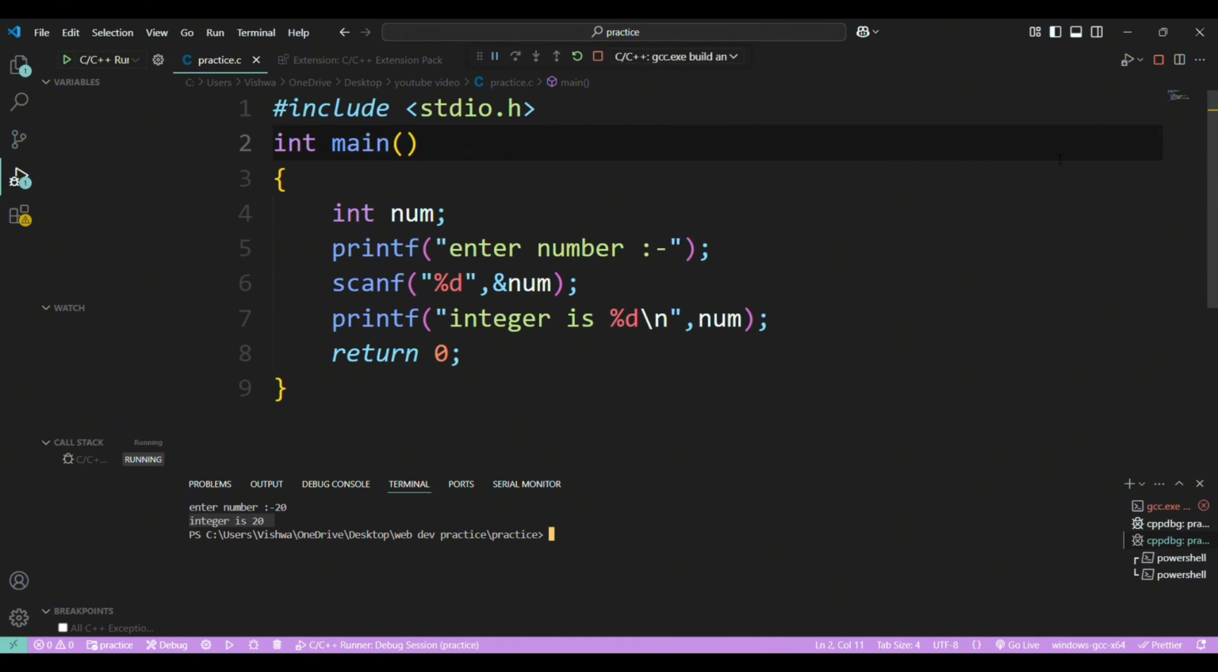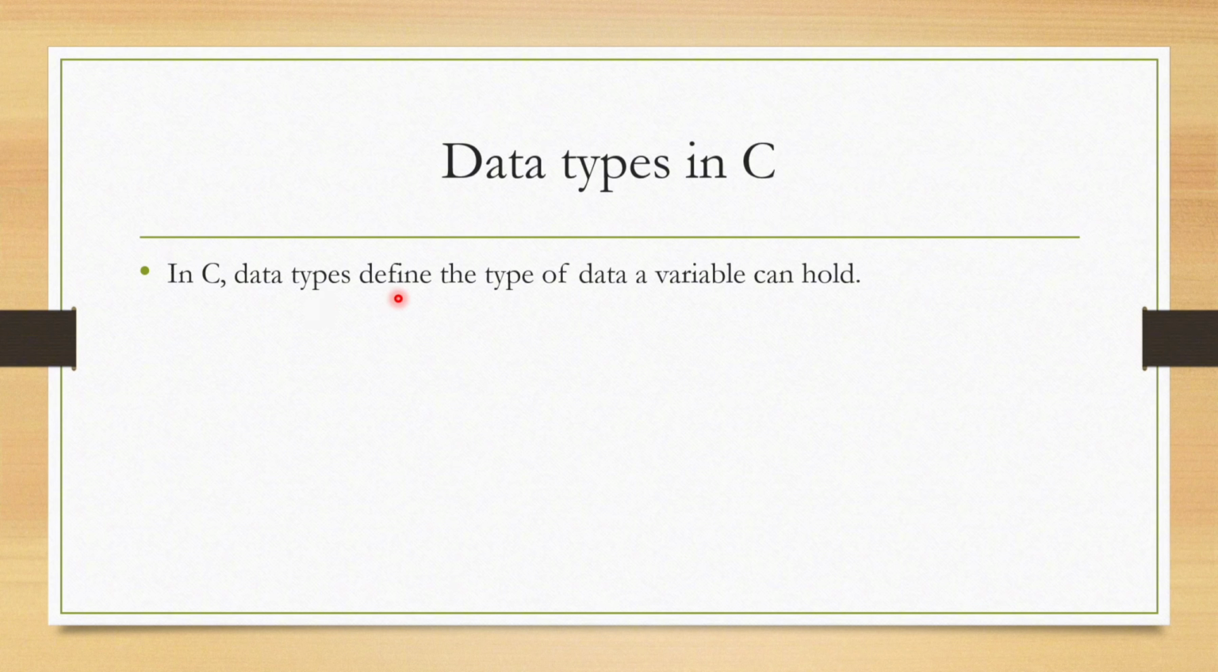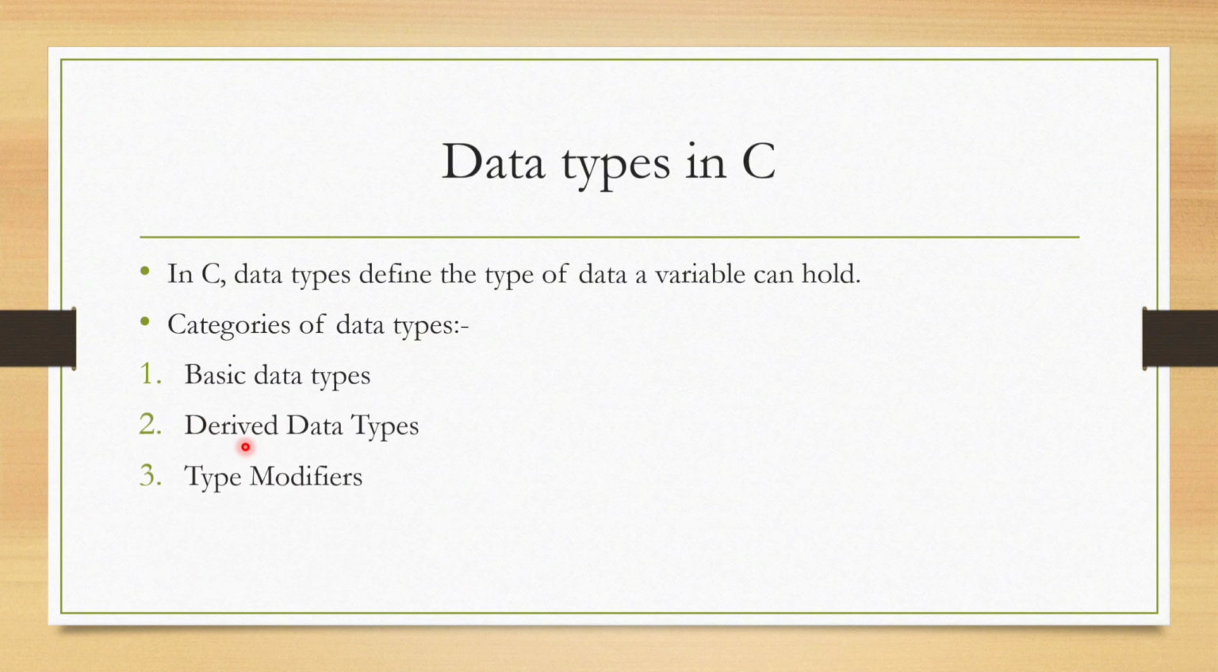Data types in C. In C, data types define the type of data a variable can hold. Categories of data types: basic data types, derived data types, and type modifiers. We shall discuss these categories with an example.